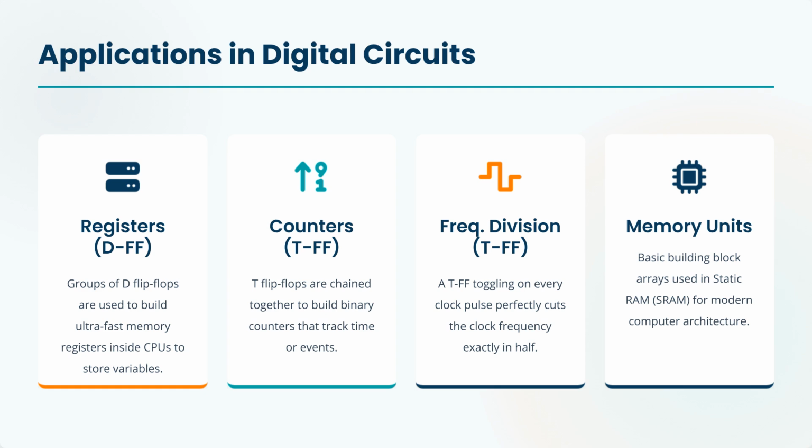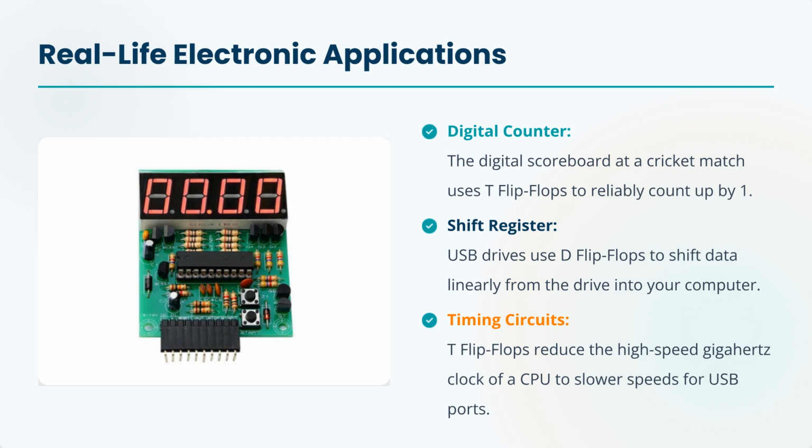D flip-flops form the basis of registers and memory units, like SRAM. T flip-flops are used in counters and frequency division circuits, as toggling halves the clock frequency, a key feature in many digital systems. In real-life electronics, T flip-flops are used in digital scoreboards and timing circuits for CPUs and USB ports. D flip-flops are crucial for shift registers in devices like USB drives to sequentially move data.